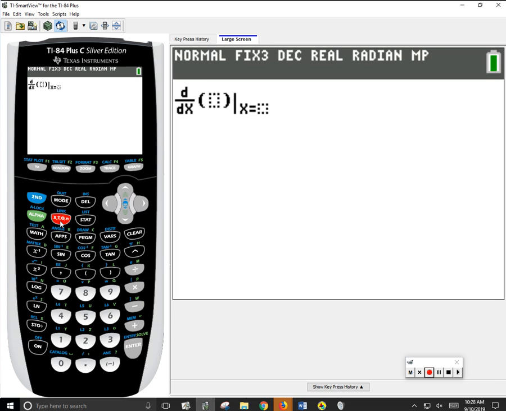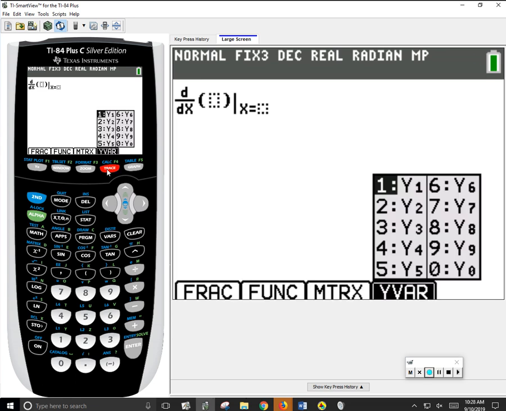Now we need the Y. We're trying to find the tangent slope of the position. We just talked about it. The position graph is in Y1. So we need that formula. You do alpha F4. You get a list. Choose Y1.